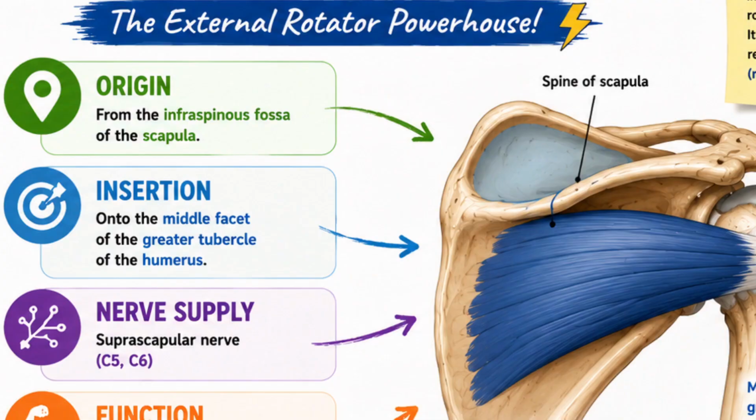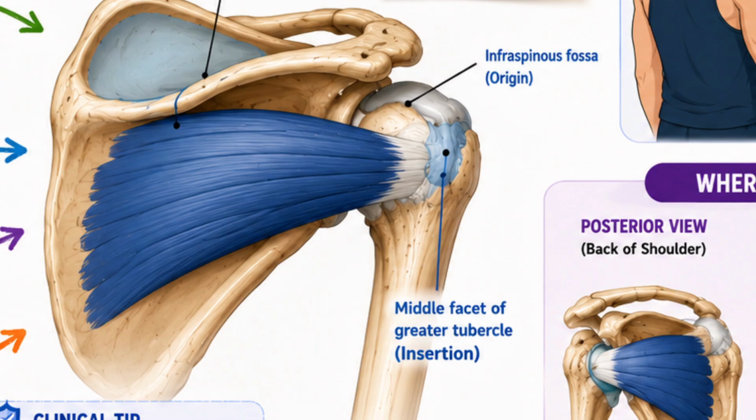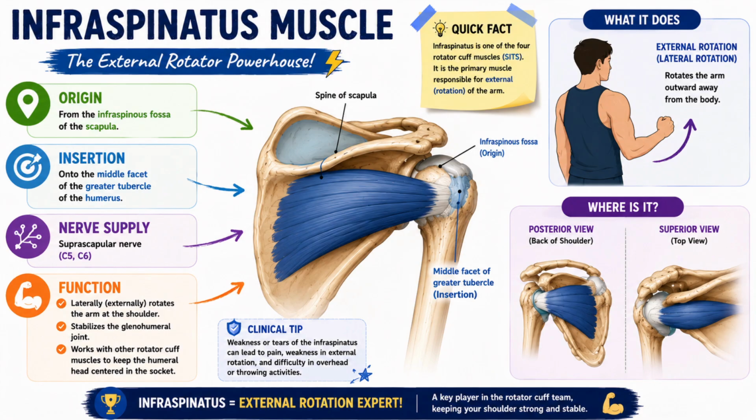Now let's talk about the infraspinatus muscle. It is located below the spine of the scapula, and its origin is the infraspinous fossa. Insertion is on the greater tubercle of the humerus. Innervation is by the suprascapular nerve, the same as for the supraspinatus muscle. So both the supraspinatus and the infraspinatus muscles are innervated by the suprascapular nerve.